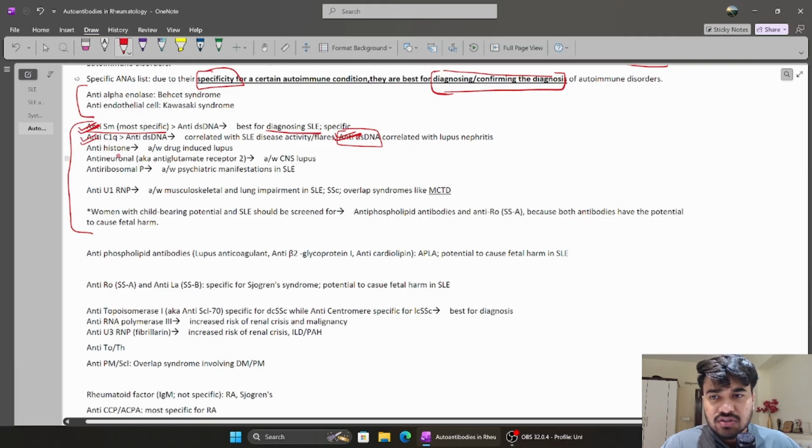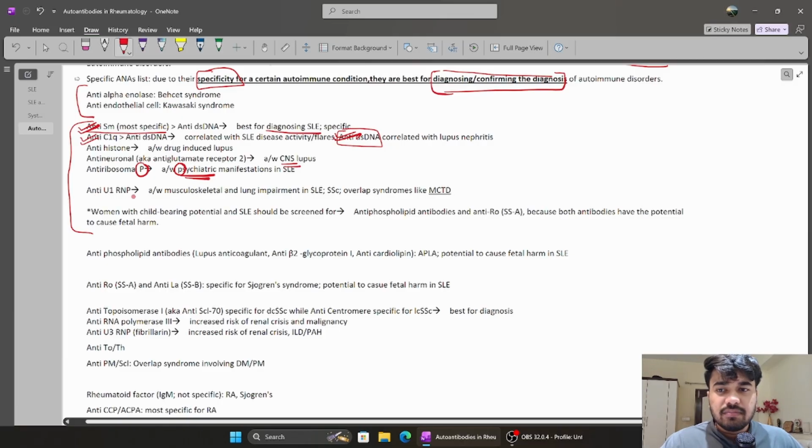Then antihistone associated with drug-induced lupus, and anti-neuronal, also known as anti-glutamate receptor 2 antibody, associated with CNS lupus. Then anti-ribosomal P antibody associated with psychiatric manifestation in SLE. Now don't confuse these two. Anti-neuronal is associated with CNS lupus, while ribosomal is associated with psychiatric manifestations. Both are different things. So basically remember P for psychiatric, right? Ribosomal P associated with psychiatric manifestation. So that's how you will connect the linkage.